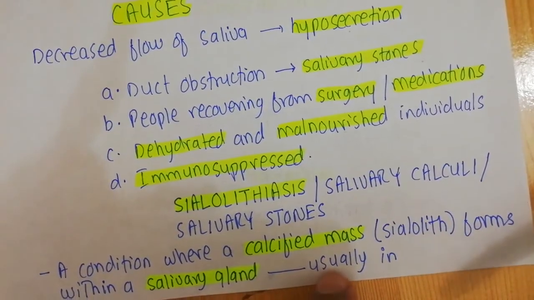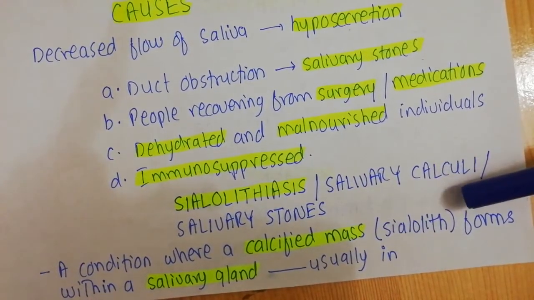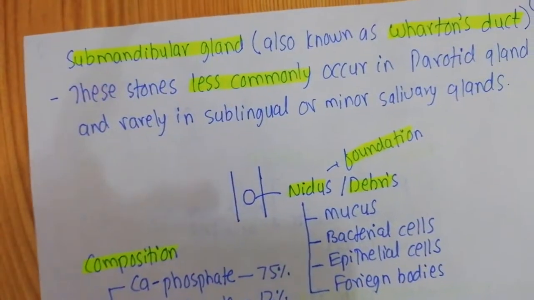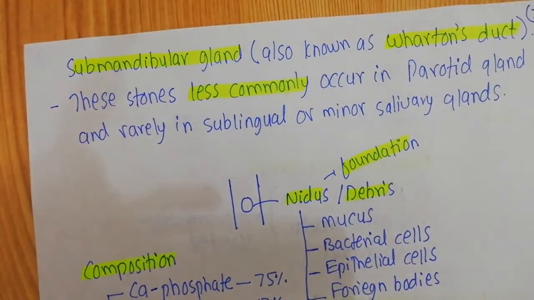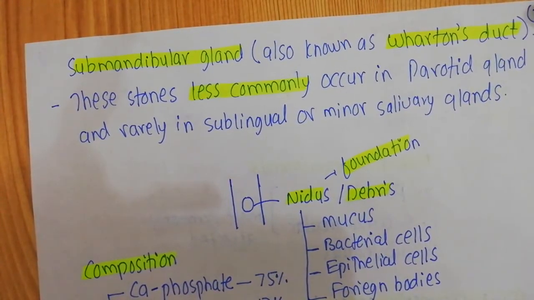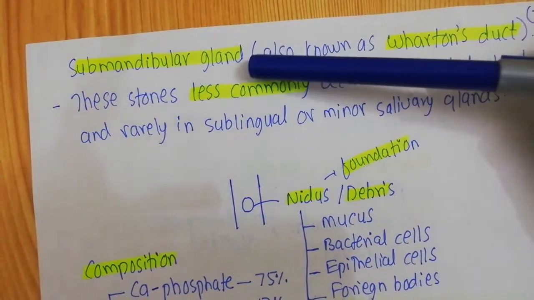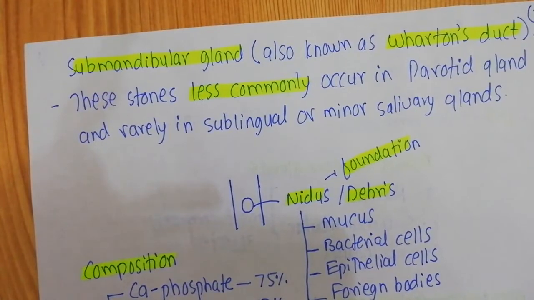This is a condition where a calcified mass, known as a sialolith, forms within the ducts of the salivary gland. This calcified mass usually occurs in the submandibular gland, in the Wharton's duct, which is the duct of the submandibular gland where the stones form. These stones occur less commonly in the parotid gland, and rarely in the sublingual or minor salivary glands. So stone formation is most common in the ducts of the submandibular glands.